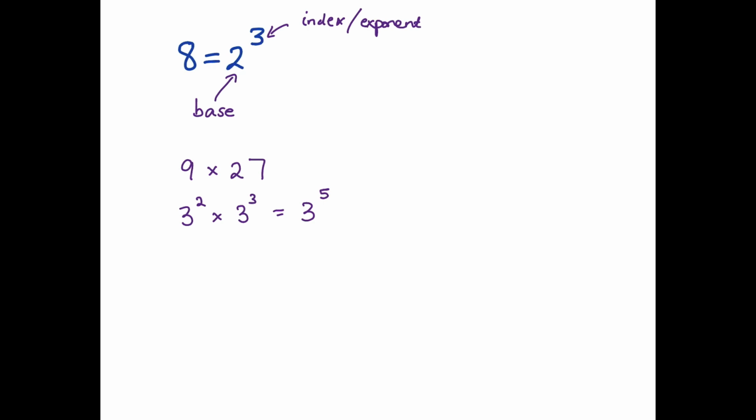Let's have another example. 64 divided by 16. So, we can write these as powers of 2 to make our lives a little bit easier, and say that this is the same as 2 to the power of 6 minus 4, which is 2.